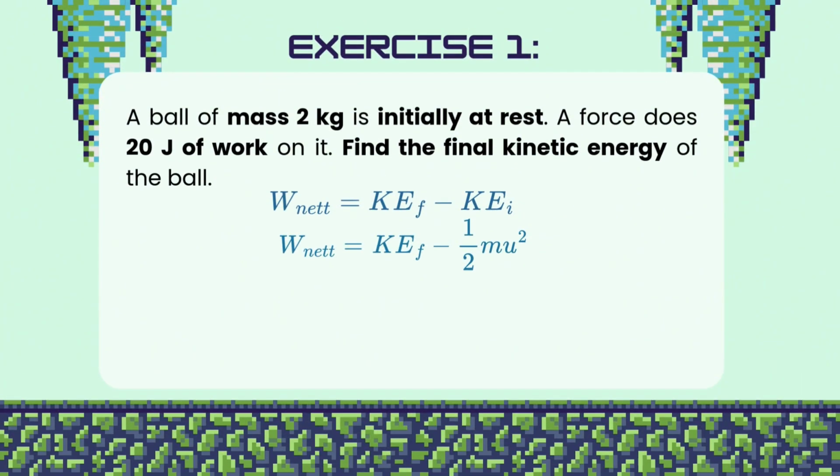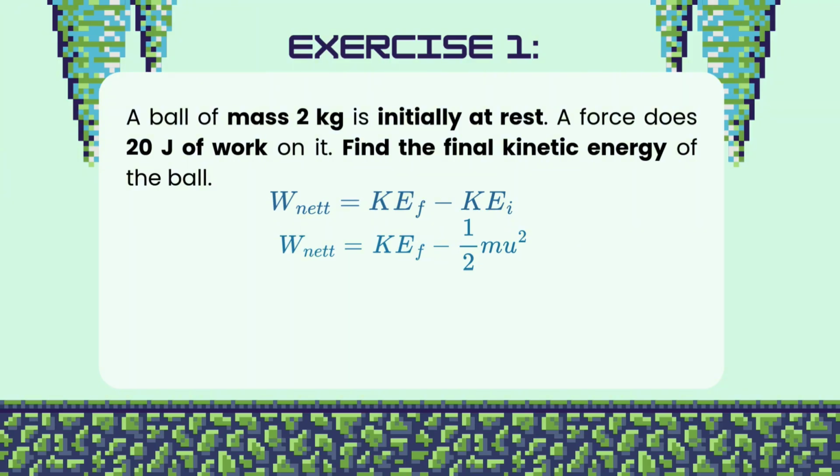Since we have covered theoretical explanation on work energy theorem and the principle of conservation of energy, let us now take a look at some examples. Exercise 1. A ball of mass 2 kg is initially at rest. A force does 20 joules of work on it. Find the final kinetic energy of the ball.